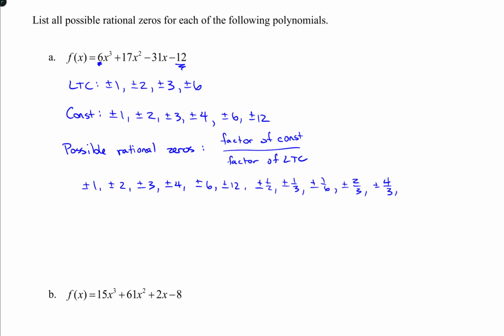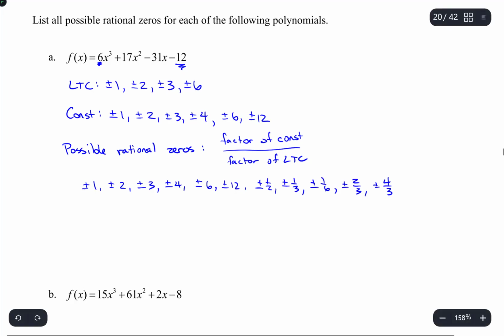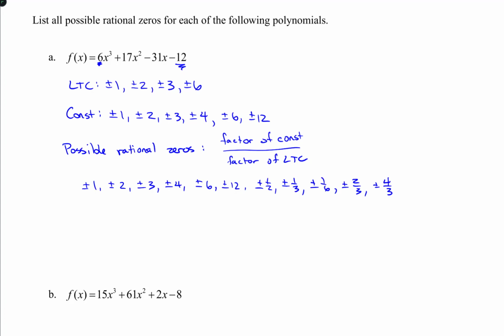Now we go with 6 as the denominator. So 1 over 6, we've got it. 2 over 6 is a third, we've got that. 3 over 6 is a half, that's in there. 4 over 6 is 2/3, that's already in there. 6 over 6 is 1, and 12 over 6 is 2. So it looks like these would be all the potential rational zeros.